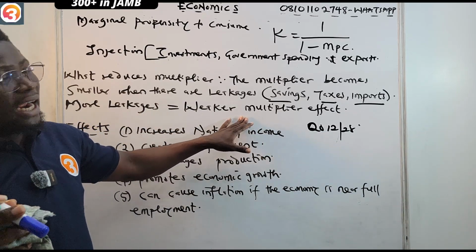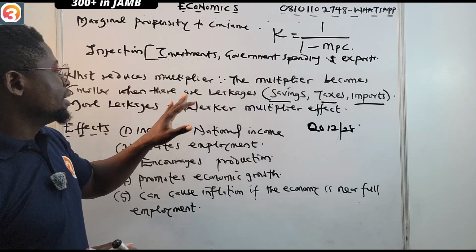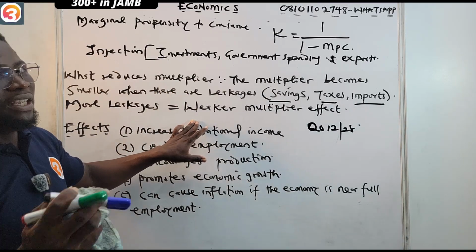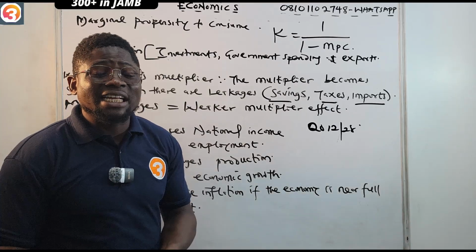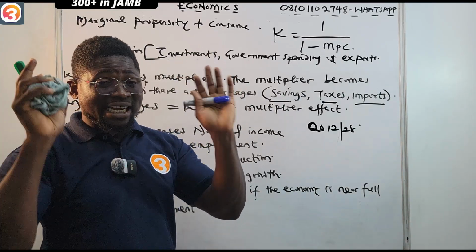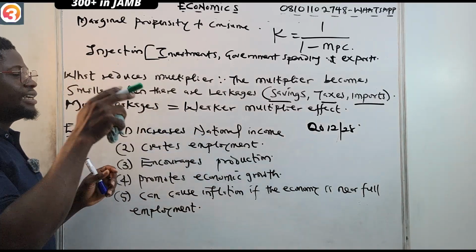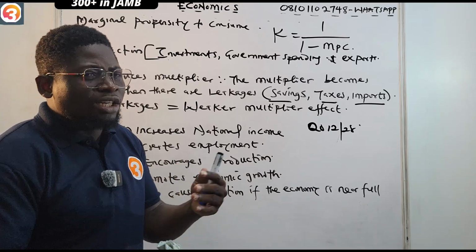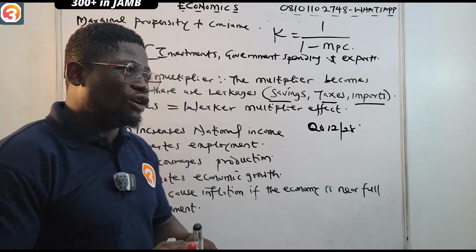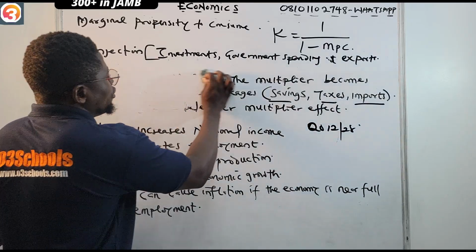Take note of that. So long as there are more leakages, it leads to a weaker multiplier effect. The effect will not be felt. Just like now, you are paid salary, and then you carry everything and put it inside the bank. That's what we mean by that. So more leakages, weaker multiplier effect. But when there's more spending, there will be an increase in the national income. That is all for this part. I need this space, that's why I had to rush that.